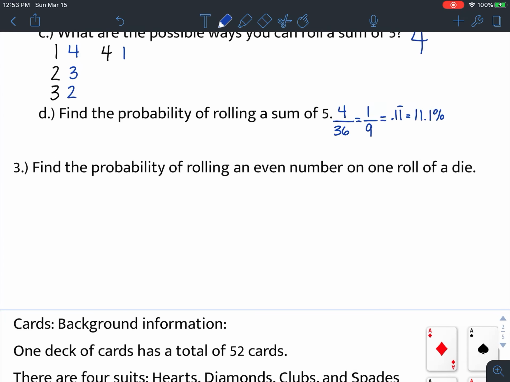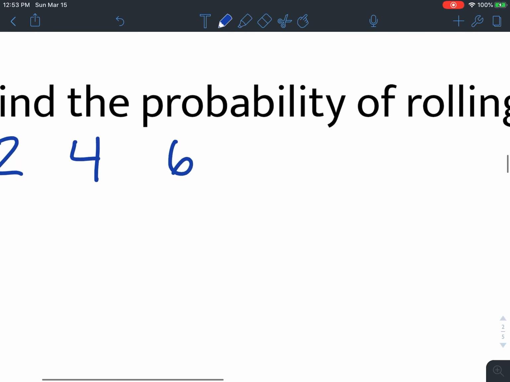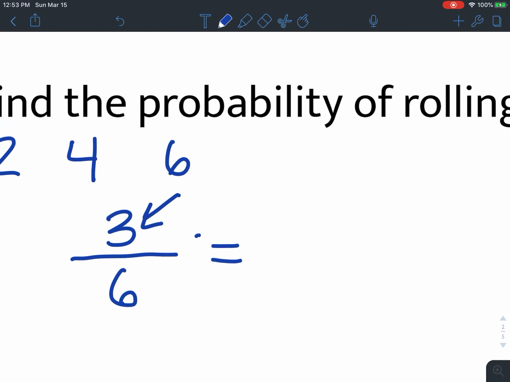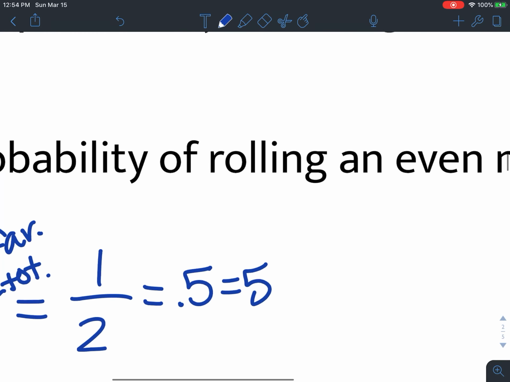Okay. Find the probability of rolling an even number on one roll of a die. Well, how many of those numbers are even? We could get a 2, we could get a 4, we could get a 6. Those are the only even numbers. So how many even numbers are there? There are 3. And there are 6 possible things that could happen when I roll a die. So 3 are even, 6 is the total. So these are the favorable outcomes. This is the total number of outcomes. And that, of course, could be reduced to 1/2, 0.5, or 50%.